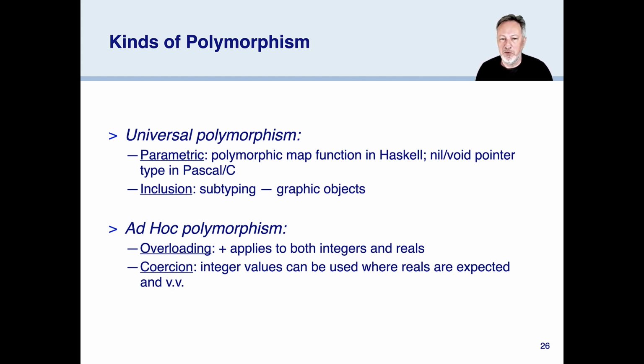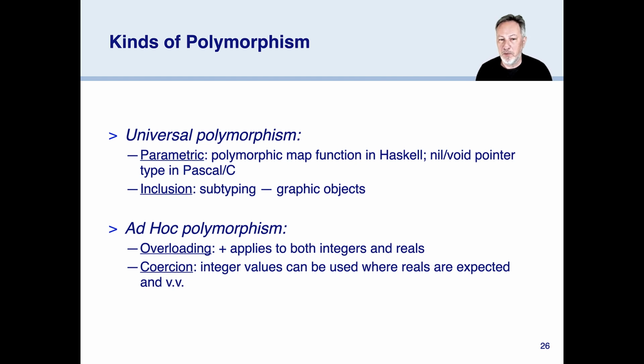So with universal polymorphism, there are two kinds which are very important for us. There's parametric polymorphism and inclusion polymorphism. We know inclusion polymorphism from object-oriented languages. It's just subtyping. We have an inheritance hierarchy. If we're expecting an entity of type object and we pass it an entity of type cowboy, they're compatible. The one type is included in the other.